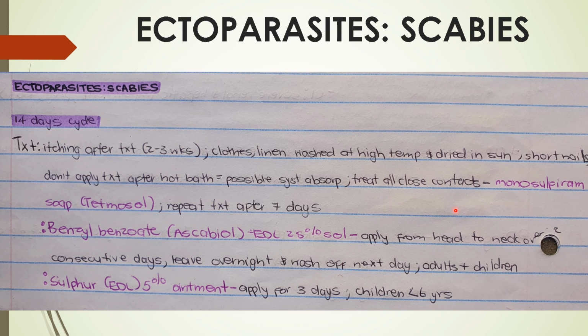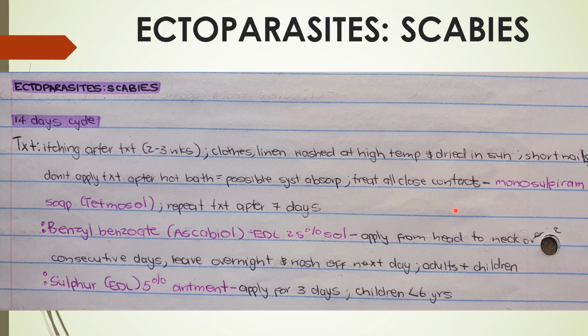And then another ectoparasite is scabies. So scabies, they've got a 14-day cycle. So obviously you need to make sure that you're treating them for longer than 14 days to make sure that it's completely killed. So after treatment there is itching, and this is usually okay 2 to 3 weeks on. So pretty much what the itching is caused by is the saliva of the microorganism.